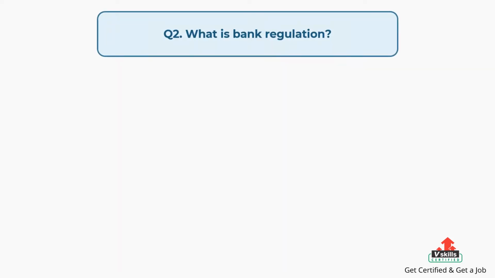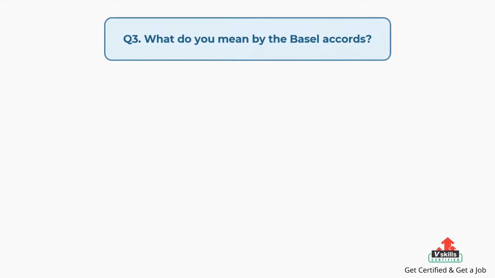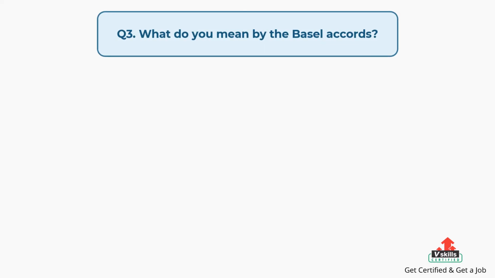Question number 2. What is bank regulation? The answer is bank regulation is a type of government regulation that subjects banks to specific restrictions, requirements, and guidelines, designed for creating market transparency between banking institutions and the individuals and corporations with whom they conduct business, among other things.